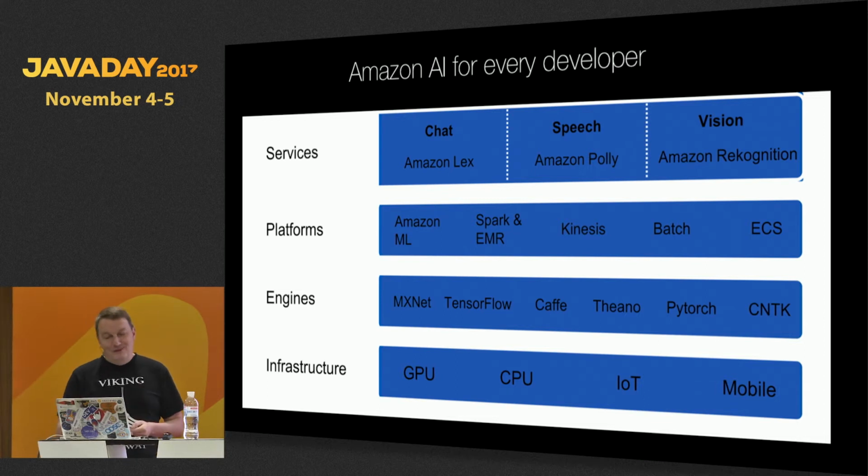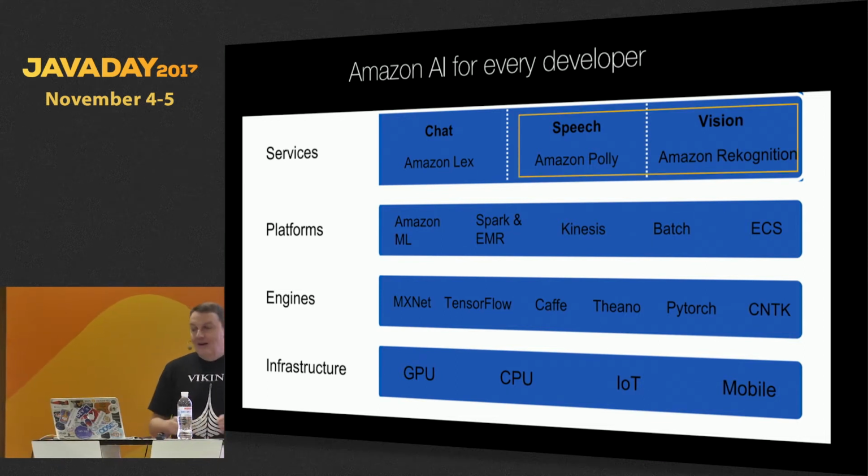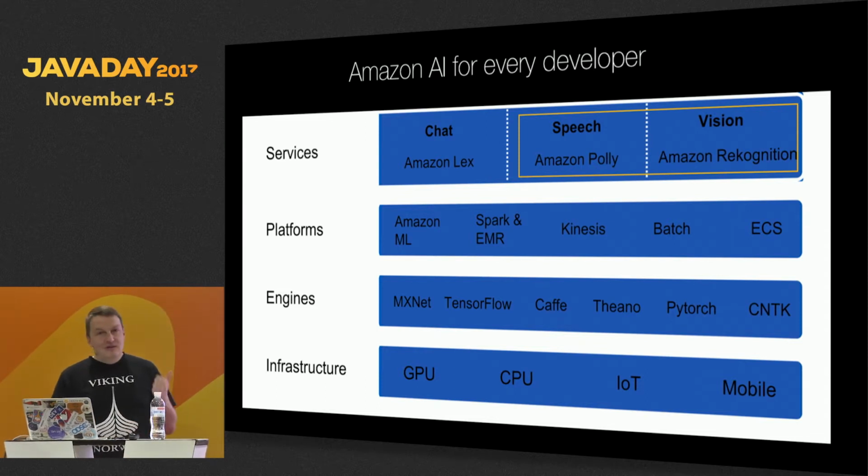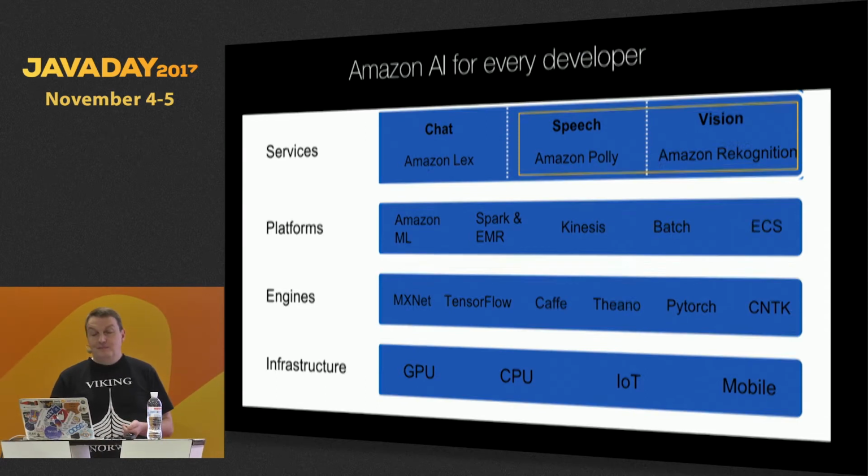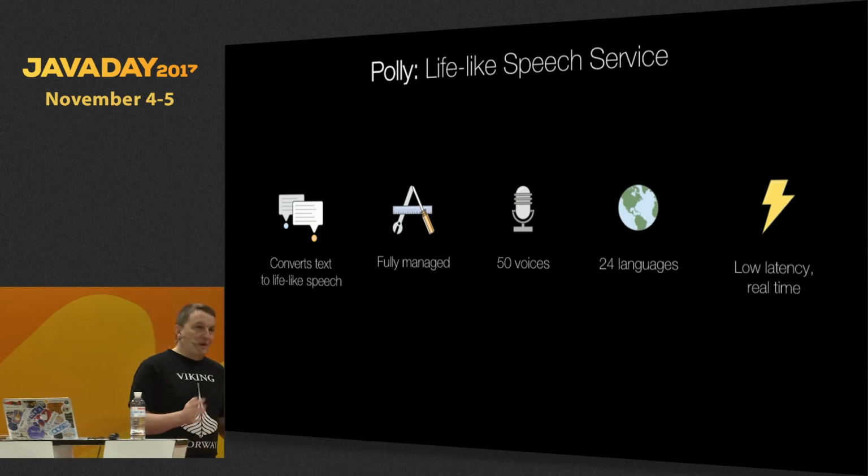Well, not all of them, a few of those. So first, we're going to start from the top level, and we're going to look at two services, Poly and Recognition. So Poly is a very simple service.